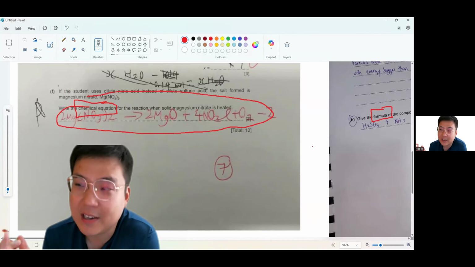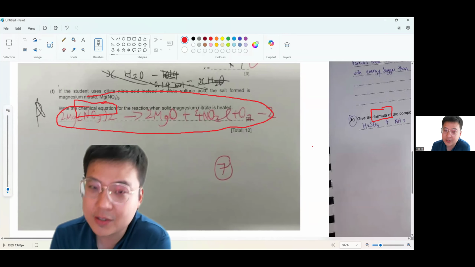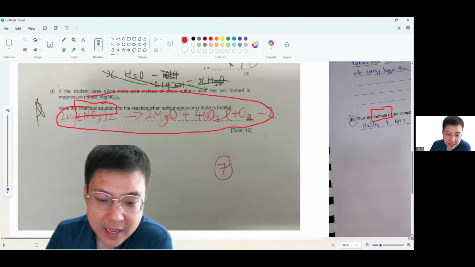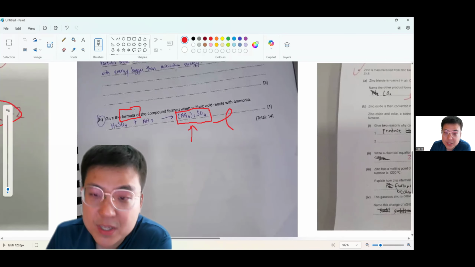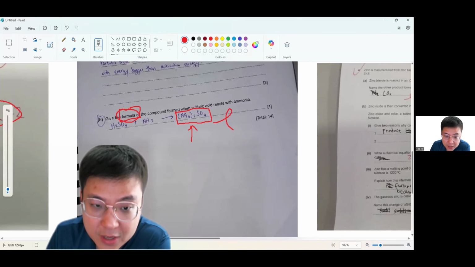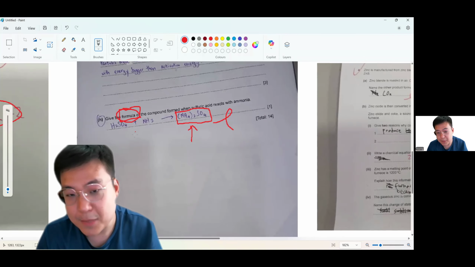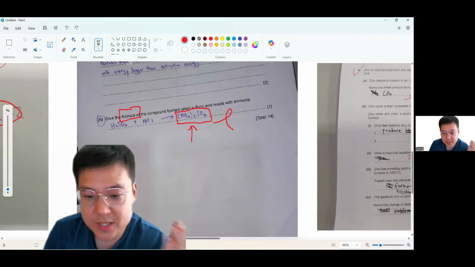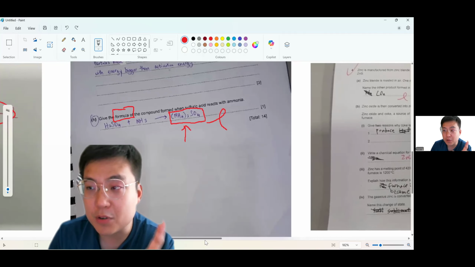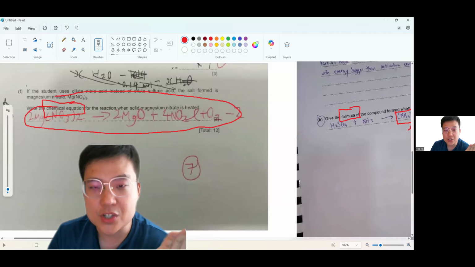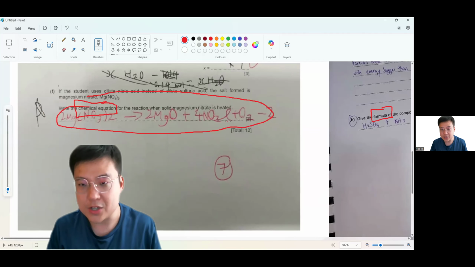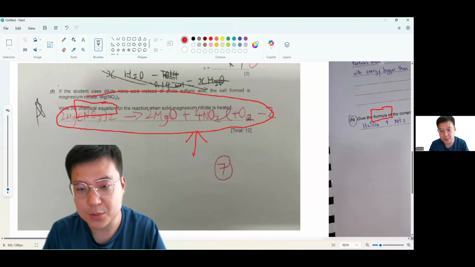So students need to be clear what chemical equation means and what chemical formula means. Sometimes it might be a bit confusing because in front of this formula, they might add the word chemical formula. So students need to be able to tell that a chemical formula is just one thing, and a chemical equation is the entire equation, like for example this one here.